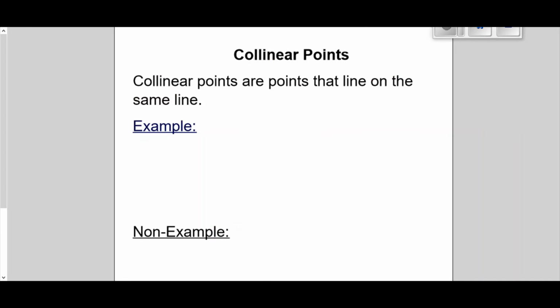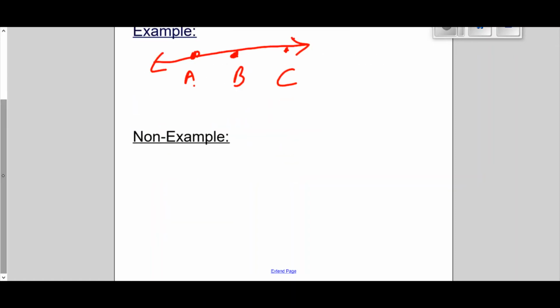So collinear points are points that are on the same line. So for example, if I have 3 points, let's call them A, B, and C, and these were all on the same line, these are collinear because they're all on the same line. As a non-example, let's just say that points A, B, and C all lay on different lines. So let's say here's point A, here's point B, and here's point C. So clearly those wouldn't all be on the same line. So these would not be collinear. They're not all on the same line.